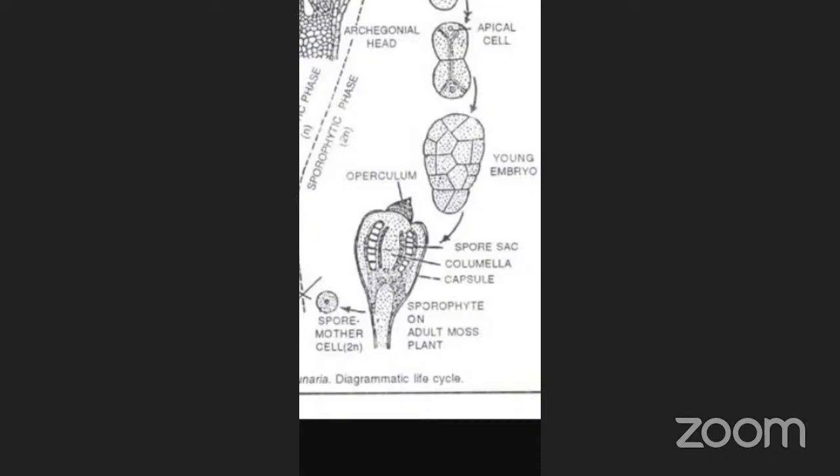The operculum is 4 to 5 layers in thickness. Just beneath the operculum is the peristome. The peristome has two rows of 16 curved triangular teeth. The outer teeth are red in color and the inner ones are pale, colorless. The inner teeth are shorter than the outer teeth. These peristome teeth are used in the dispersal of the spores. 16 peristome teeth are there.